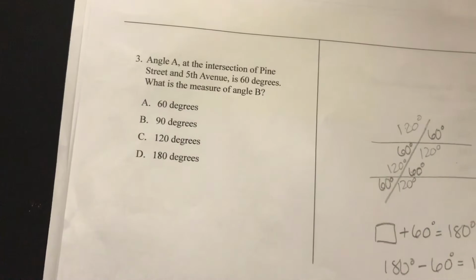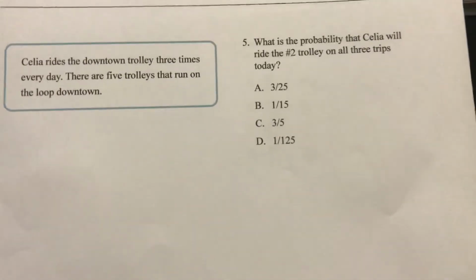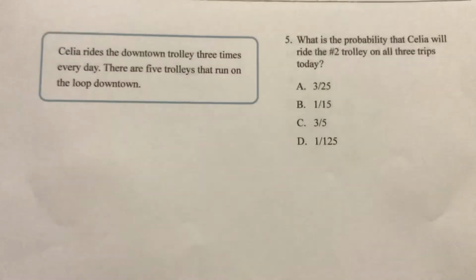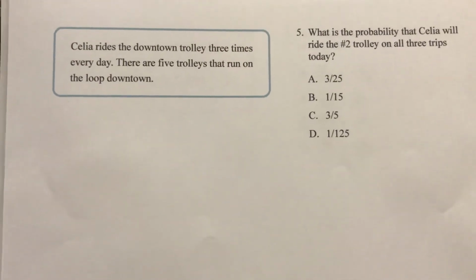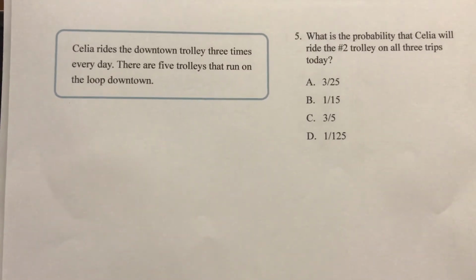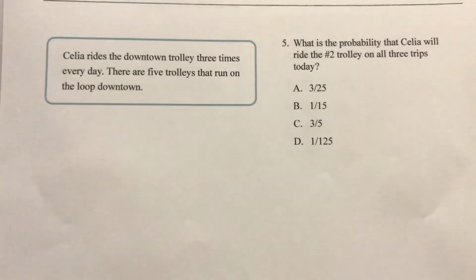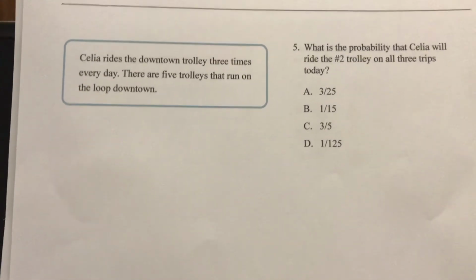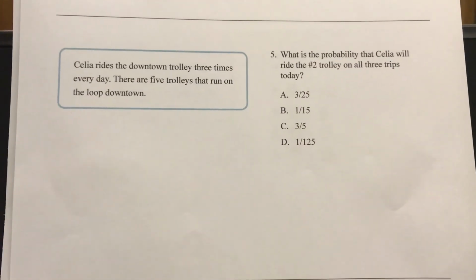Last one. Last problem today. Okay, this is a probability question, and there's a video on probability on the website too. Celia rides the downtown trolley 3 times every day. There are 5 trolleys that run on the loop downtown. What is the probability that Celia will ride the number 2 trolley on all 3 trips today? And probability is usually written as a fraction, so these are actually fractions. Okay, pause the video and answer the question.